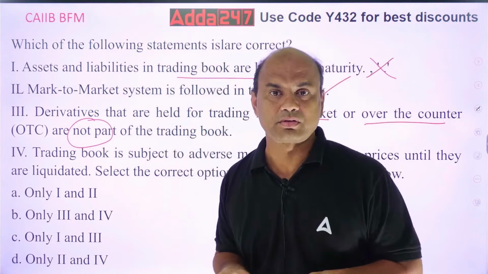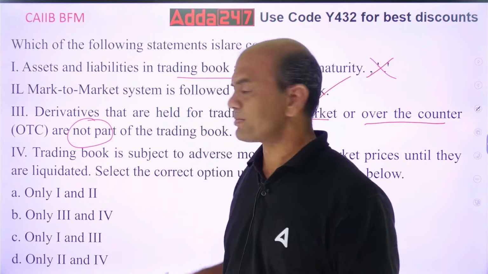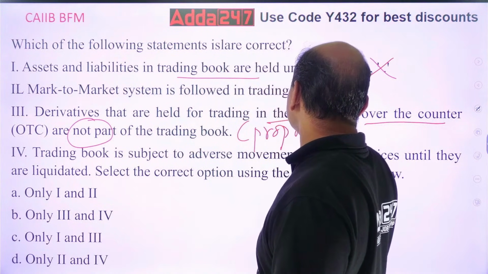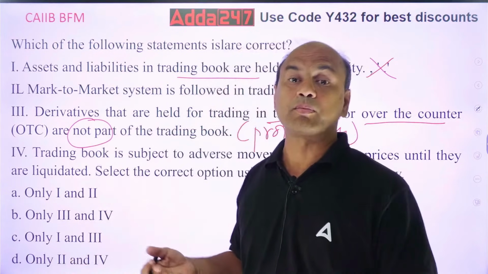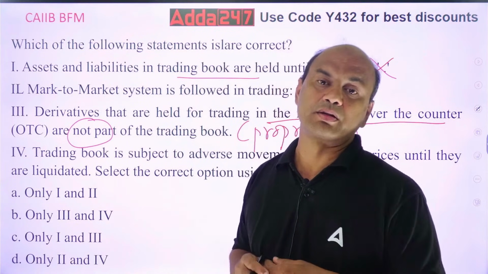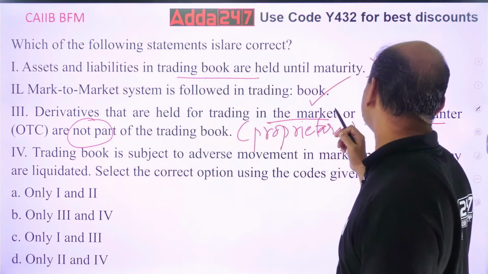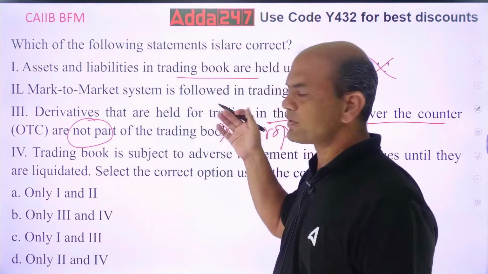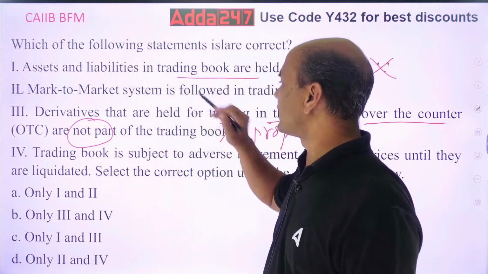Then what is the trading book? Trading book is also called a proprietary book. Proprietary means here I am buying shares, stocks, commodities or bonds for my own profit. I, as a bank, want to earn profit, so that's why I am buying it. So the statement that derivatives held for trading in the market or over the counter are not part of the trading book is false. That is part of the trading book. So 2 is correct up till now.